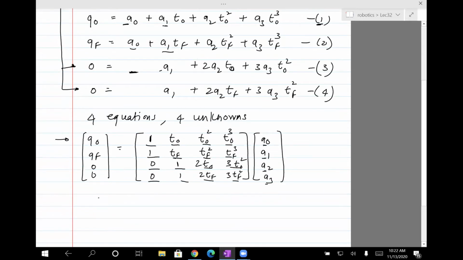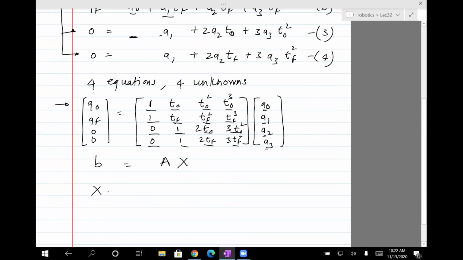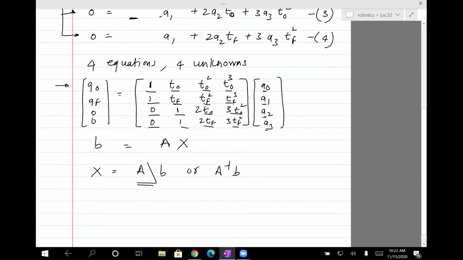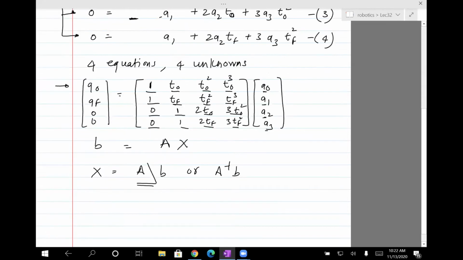So this is again b equals A times x, and you can solve for x, which is simply A backslash b or A inverse b. This is preferred by MATLAB because it makes the computations tolerant to numeric rounding when the determinant is close to zero. Okay, so once we solve for the a's in MATLAB, you get, okay, I'm going to write the values of x on the next page. I have no space for this.